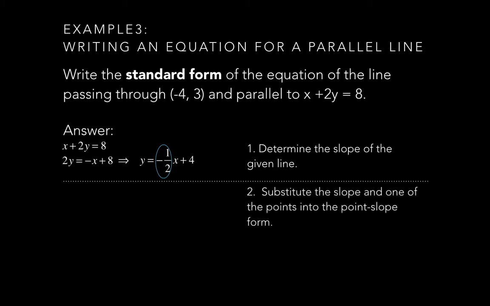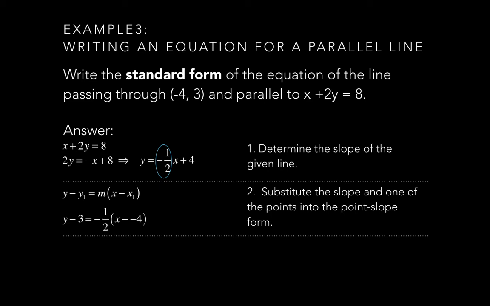We'll substitute the slope and one of the points into the point-slope form to find the desired equation. We'll substitute in that negative 1/2, because we want the same slope, because it is when your slopes are the same that they're parallel. So into the y1 we plug 3, and into the x1 we plug negative 4.